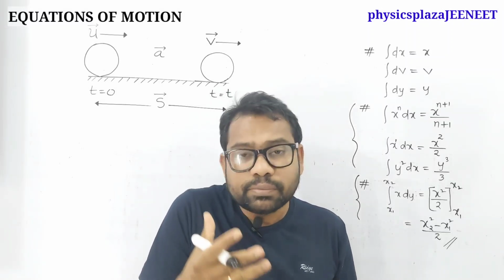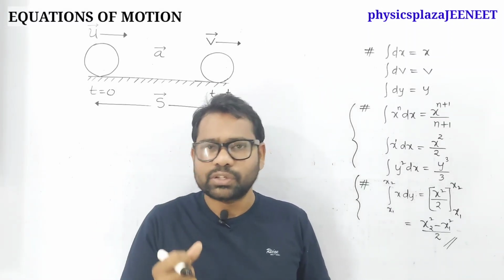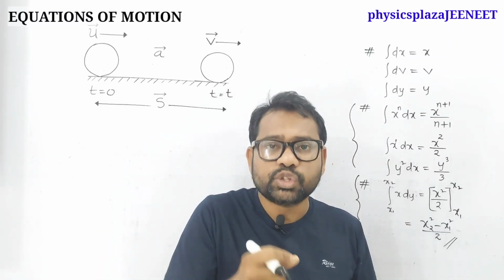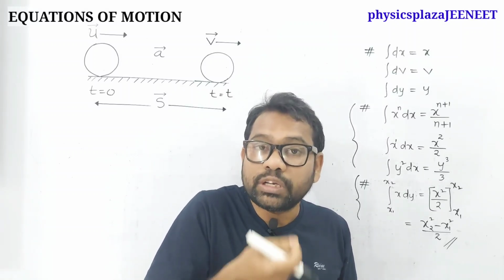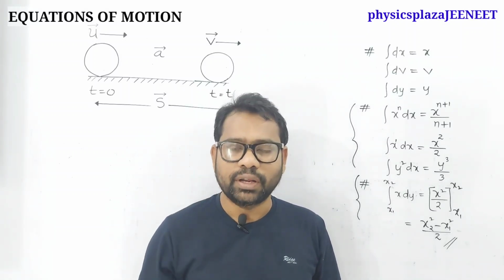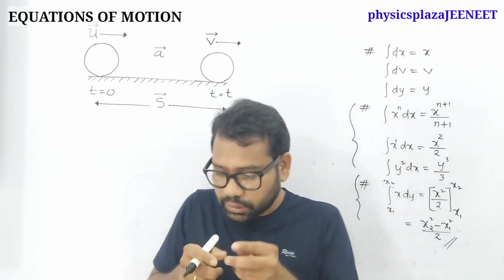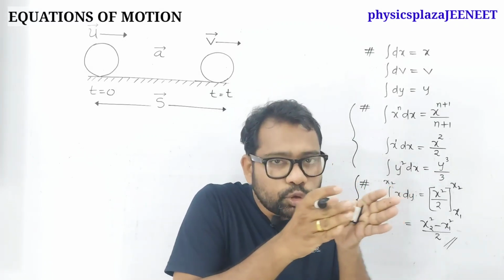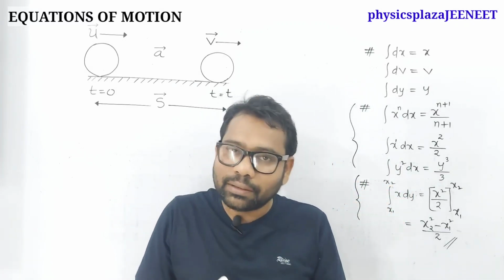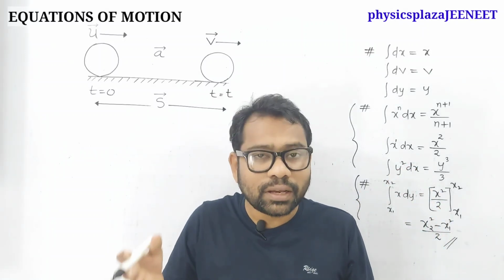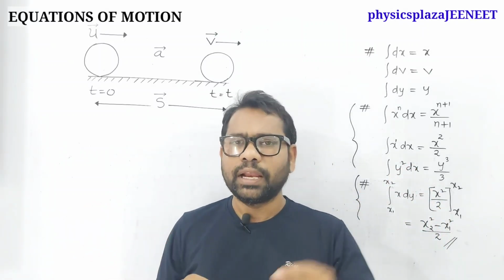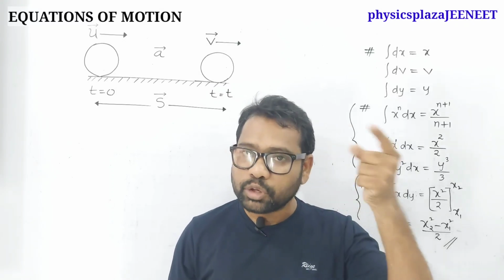So what is meant by a uniform acceleration, children? It is the change in velocity by time. So how that change takes place is very important. If the change in velocity is happening in a uniform manner, then we can say that it is a uniform acceleration. If not, it is a non-uniform acceleration.